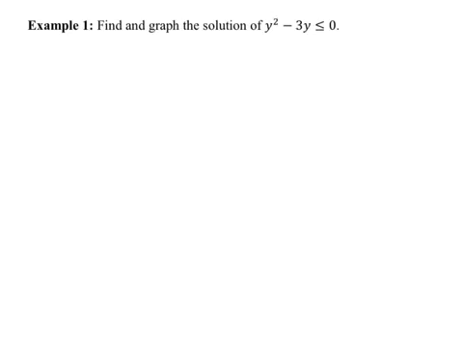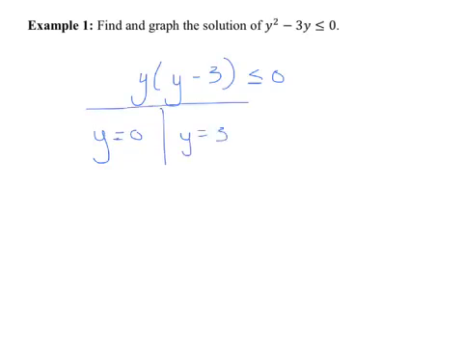Example 1 says, find and graph the solution of y squared minus 3y less than or equal to 0. So let's start by following the rules we set ahead. We're going to factor this expression once it's all on one side, so we can do that. We can factor out a y as a GCF and get y times (y minus 3) less than or equal to 0. If we were to solve this like an equation, we would get y equals 0 and y equals 3. But it's clearly not that. These are just our critical points. These are not our solutions anymore, but they are like the solutions to the equation, or the roots of the equation.